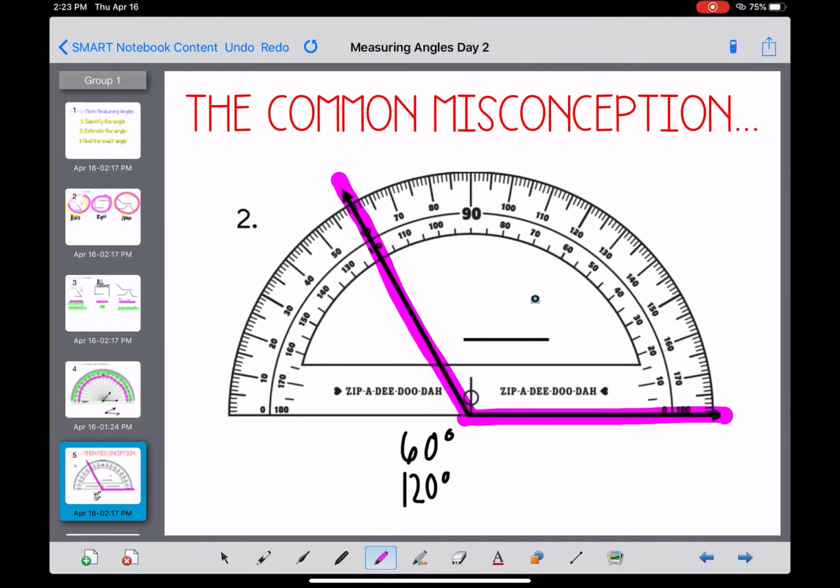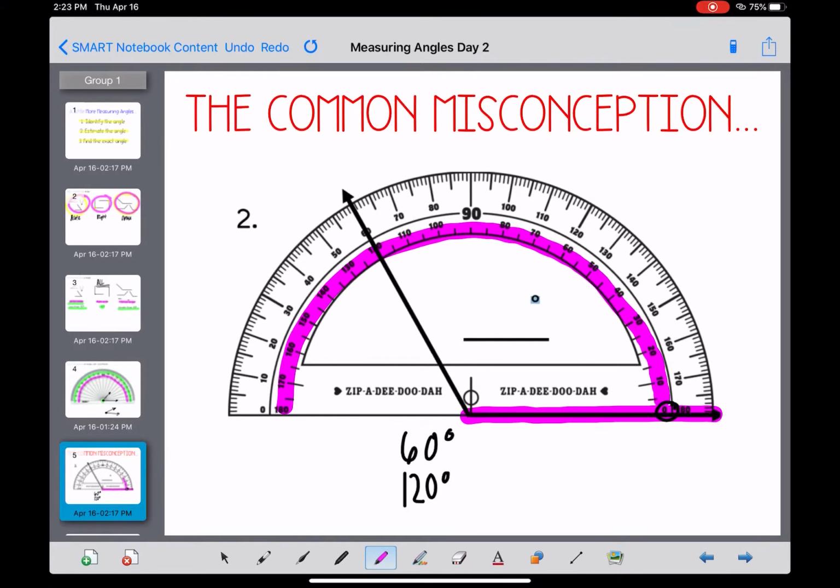Before we get started, though, I want to show you one more way to look at this. I like to look at the ray that is on the bottom of my protractor. So I'm looking at this right here. It has an endpoint and goes forever in the other direction. This ray is pointing to the right, so I'm going to start with the set of numbers that starts with 0. This one starts with 0, so I'm going to use these inside numbers to measure this angle.